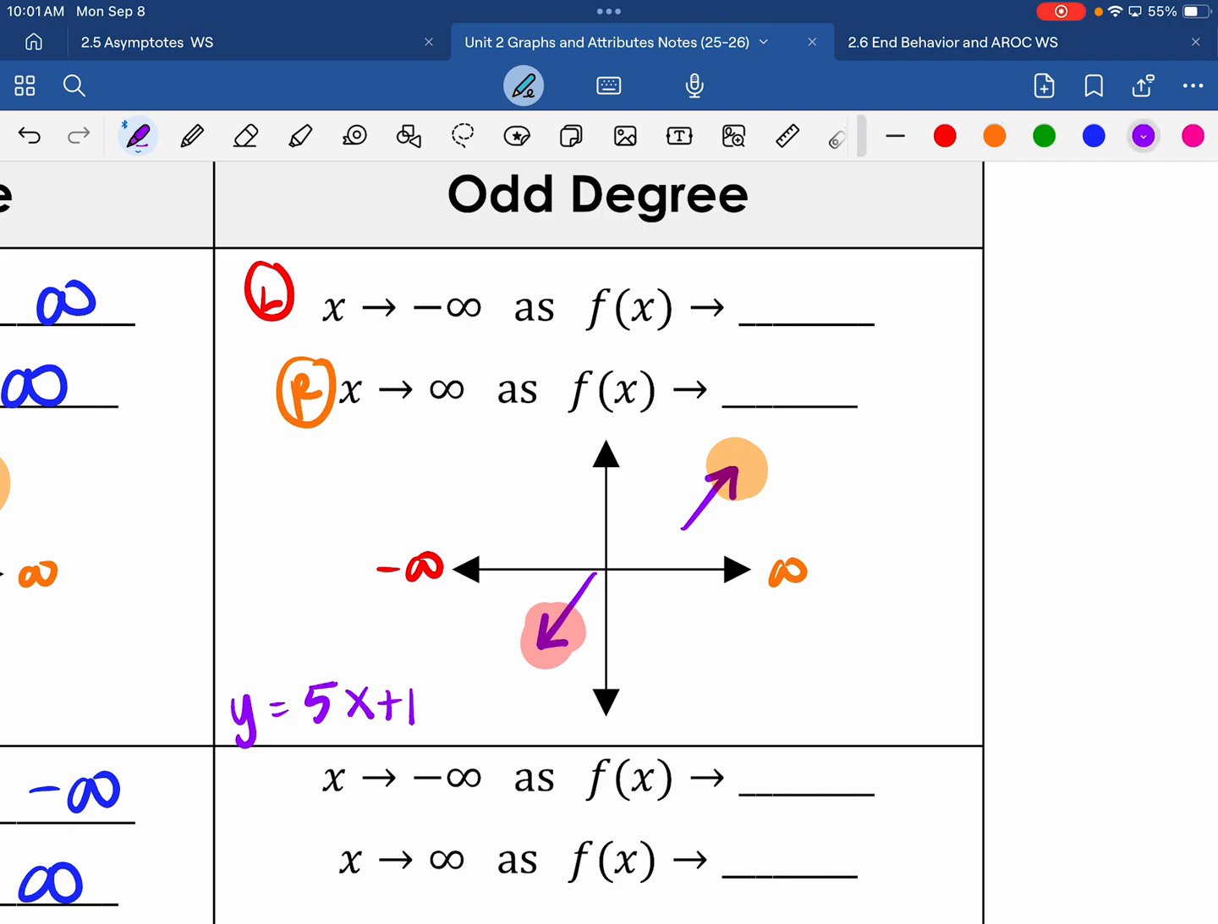So in this case, as x approaches negative infinity, the left side of my graph, what is my graph doing? Negative infinity. And as x approaches positive infinity, the right side of my graph, what is it doing? Positive infinity.